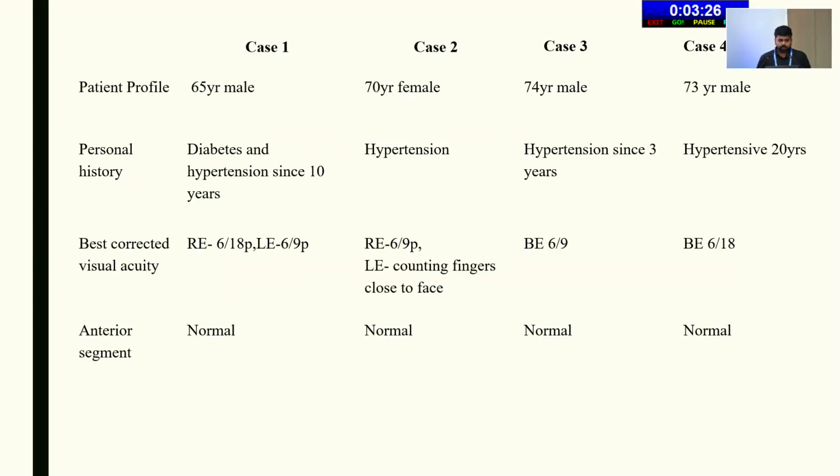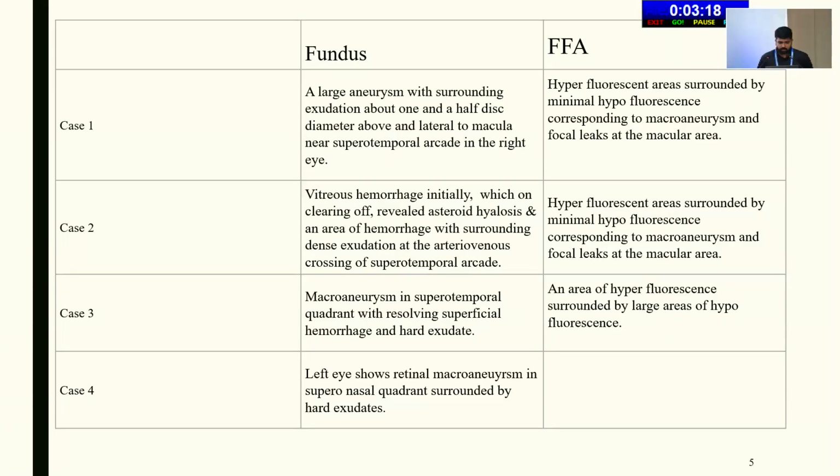This is the case profile of the 4 cases. Most of the patients were above the age of 65 years with a history of hypertension. Fundus examination was performed to reveal the features of aneurysmal dilated arterioles and the exudation, and fundus fluorescein angiography was also performed for 3 cases.